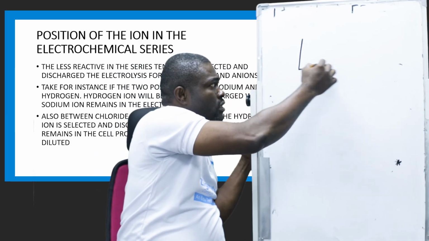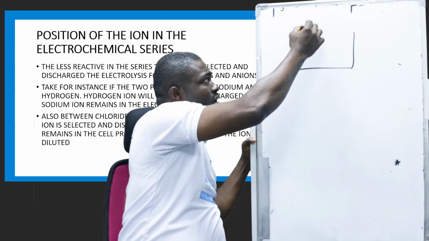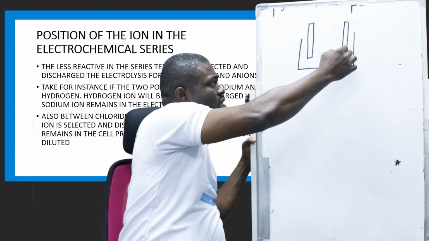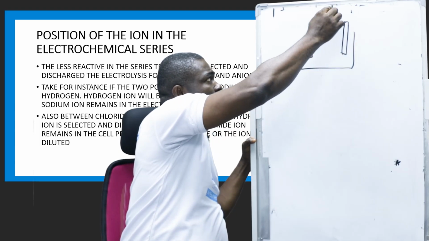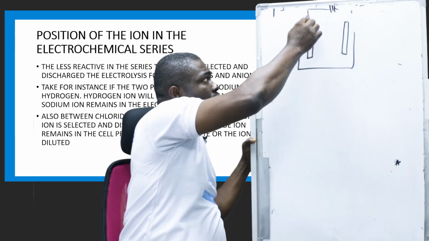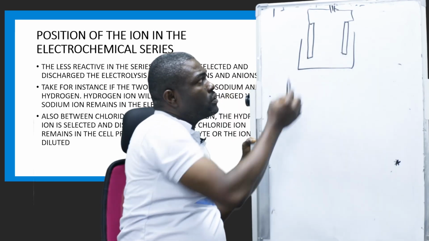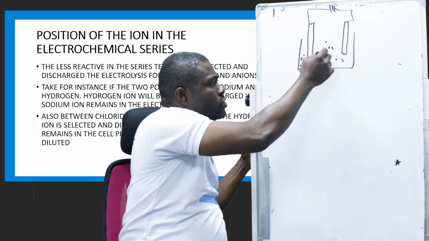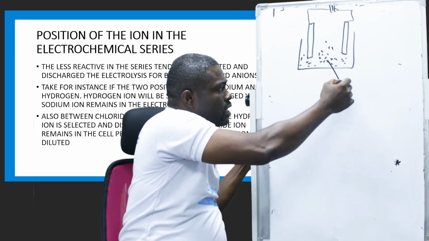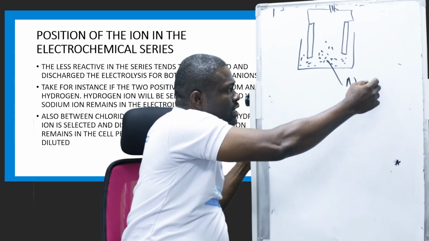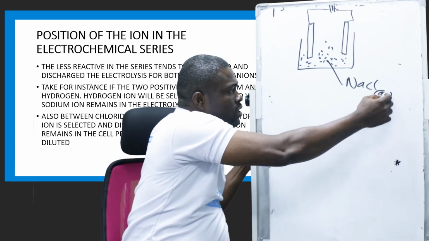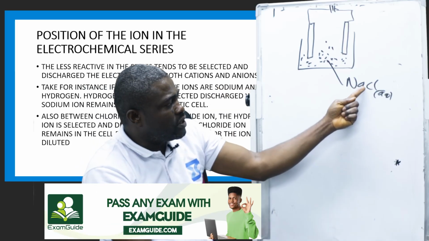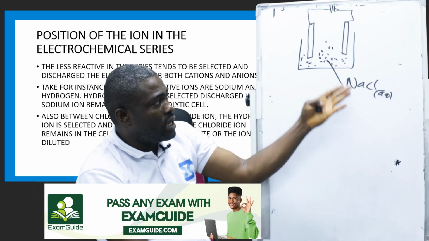This is the electrolytic cell. This is the anode. This is the cathode. This is the source of current. Here we have sodium chloride dissolved in water, so it is aqueous. What does that mean? It means that the sodium chloride has been dissolved in water and is well diluted.